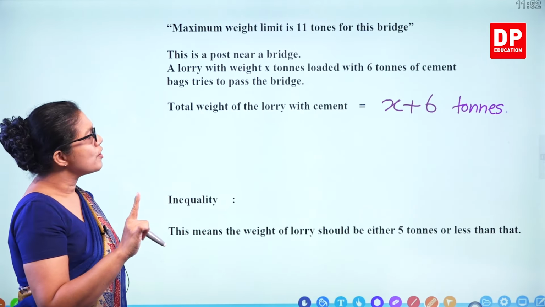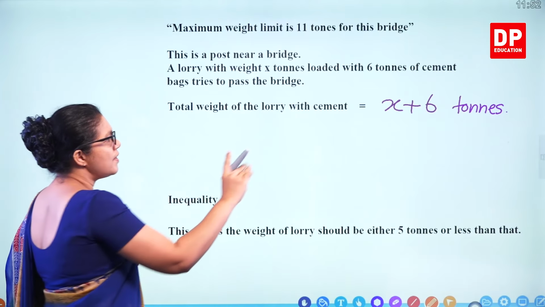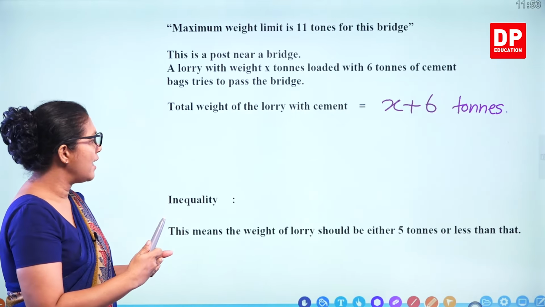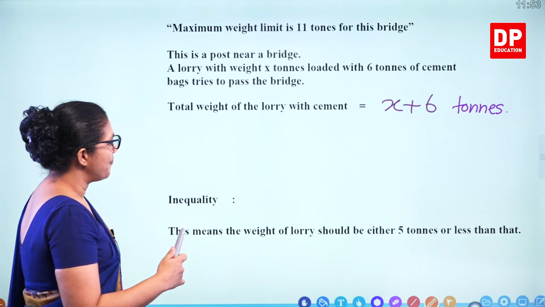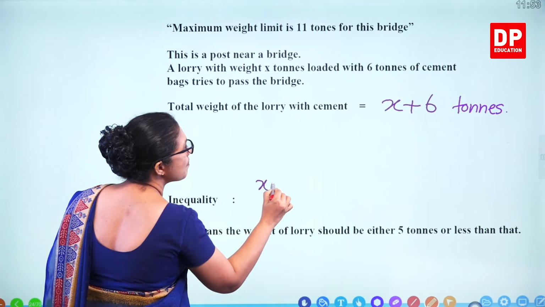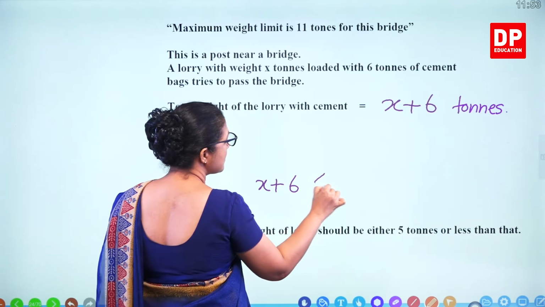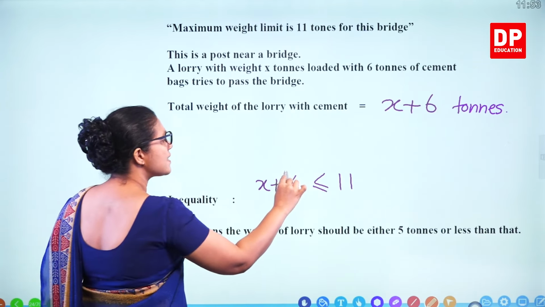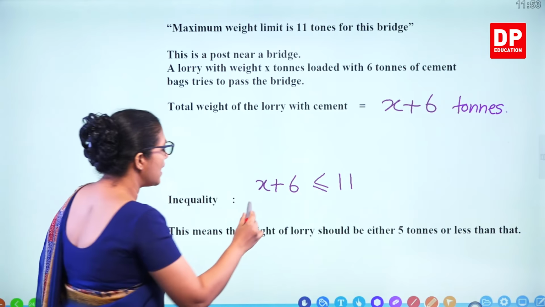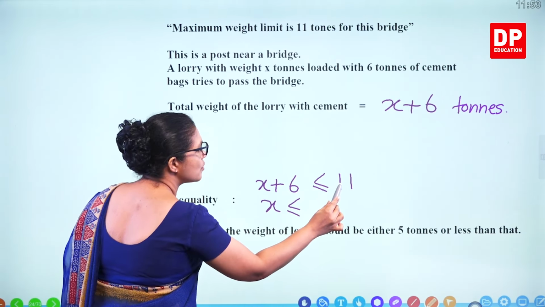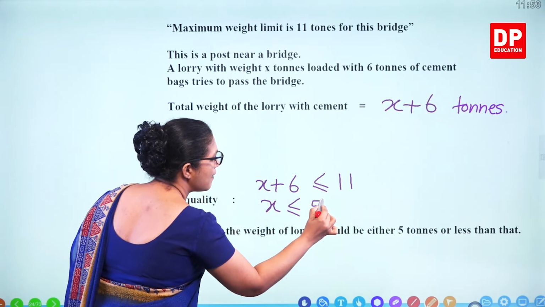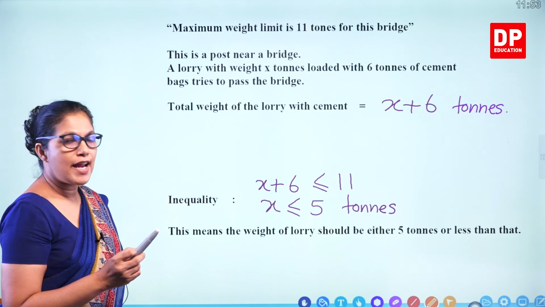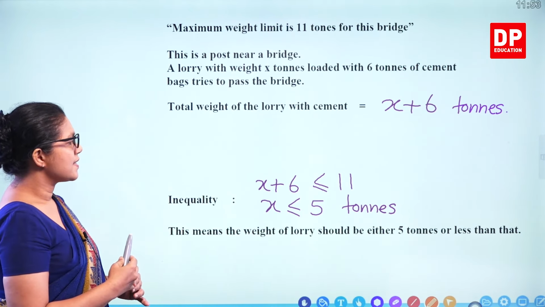So what can you say if you want to pass this bridge? This weight should be less than or equal to 11. 11 is also okay. So how can we write down the inequality? If you want to pass this bridge, x plus 6, the total weight, should be less than or equal to 11. Then when you simplify, subtract 6 from both sides, you get x is less than or equal to 11 minus 6, that becomes 5. So that means the lorry weight should be less than or equal to 5 tons.